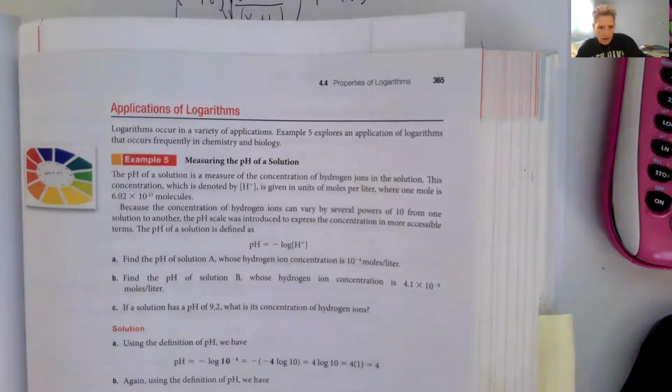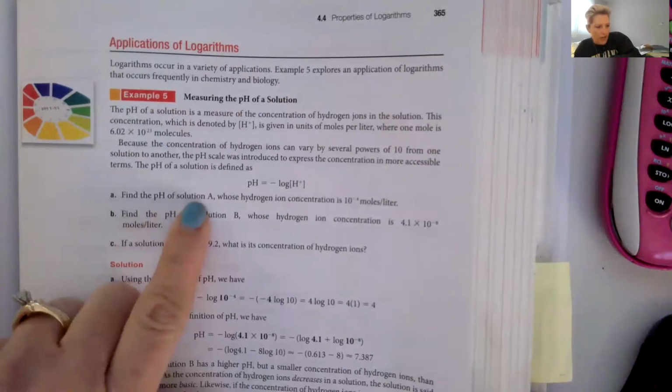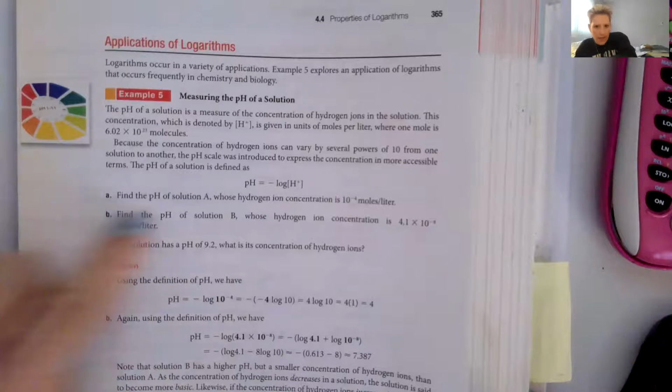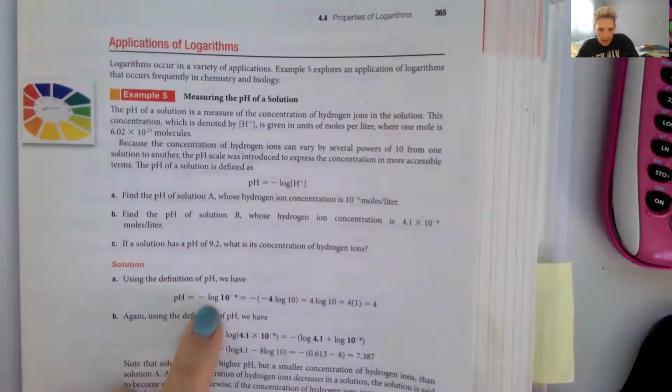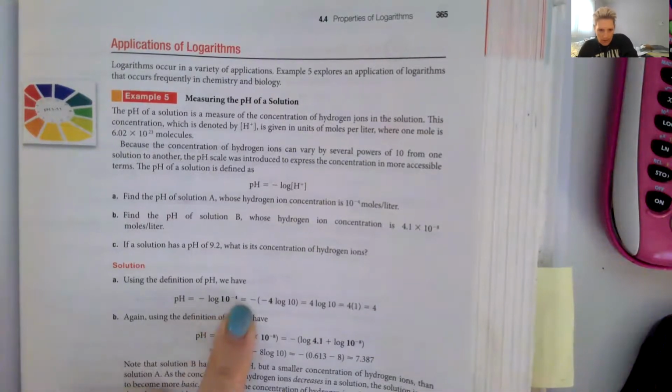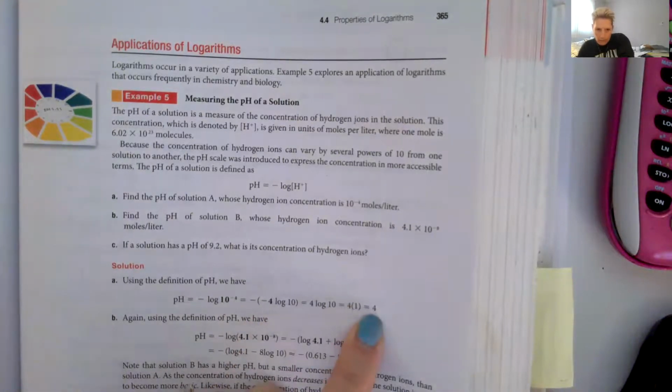So for instance, on A here, it says find the pH of solution A, where solution A is 10 to the negative 4. And so they're going to take the negative log of that 10 to the negative 4. And then that becomes a positive 4 times the log of 10, and that comes out to be 4. So the pH of that solution is 4.